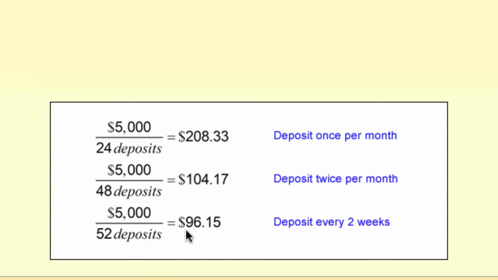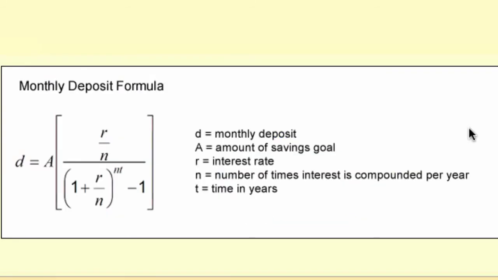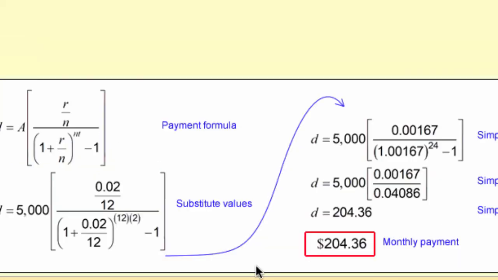52 deposits, $96.15. Now, if you want to calculate exact monthly deposits, you can consider the interest rate that you're earning on the money that's in the accounts, and then you can really get precise. And there's a nice little complicated formula for that. This formula calculates the monthly deposit based on your savings goal, the interest rate R, the number of deposits N, and the time T.